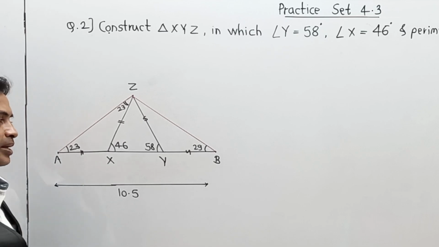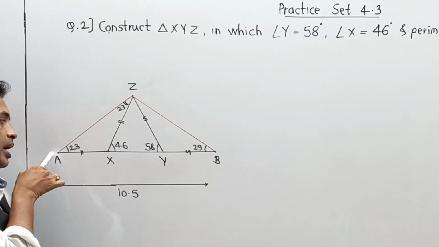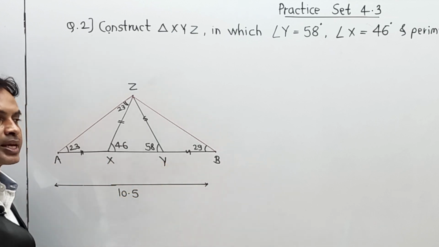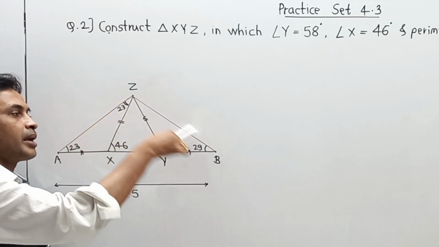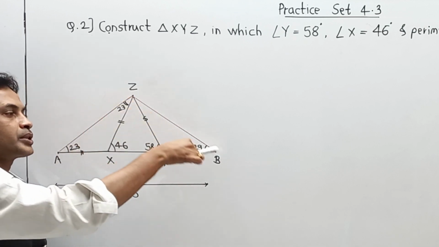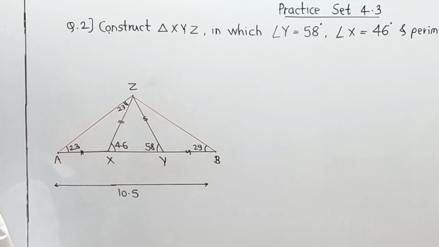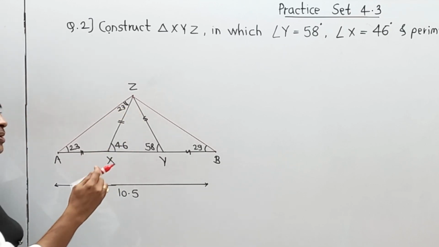And in this way, we are going to take the first base side of 10.5 centimeters. After that, we are indicating these end points as A and B. From A and B, we are taking the respective angles of 23 degrees and 29 degrees. Both get joined together at point Z. After getting point Z, we are going to draw two perpendicular bisectors.